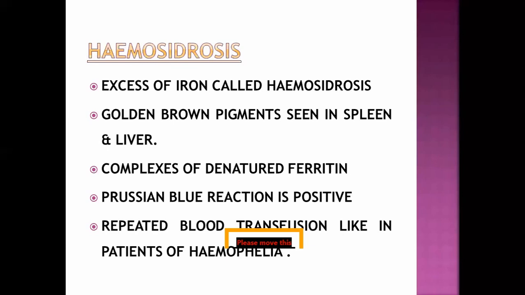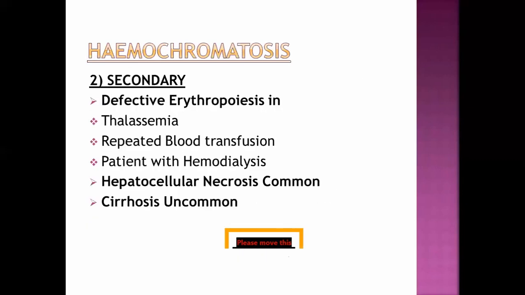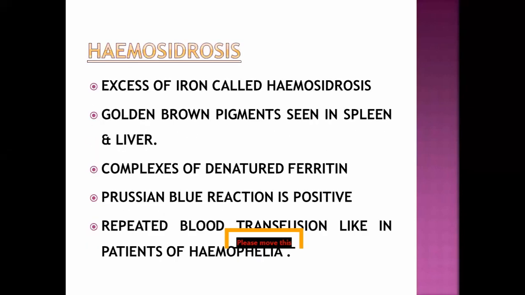What are the causes? Repeated blood transfusion, like in the patient of hemophilia, is the main cause of hemosiderosis. Two important organs are affected in hemosiderosis: number one is the spleen and number two is the liver. In hemochromatosis, the organs affected are the liver, myocardium and skin. So this is about the iron.